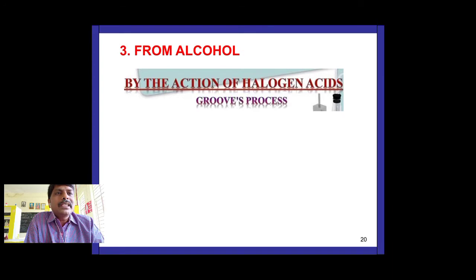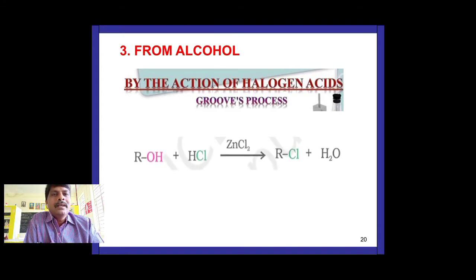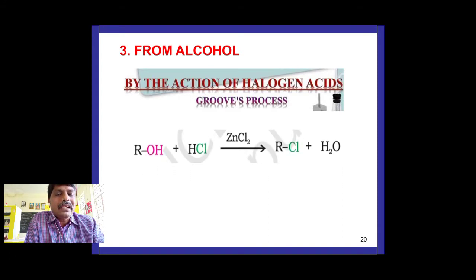So we will see one by one. By the action of halogen acids. This method has some name, Groove's process. You see here ROH, alcohol, reacts with halo acid, hydrochloric acid, ROH plus HCl. Here from ROH, OH group, from HCl, H. Both will eliminate H2O. So what is the product? RCl. In the presence of anhydrous ZnCl2.